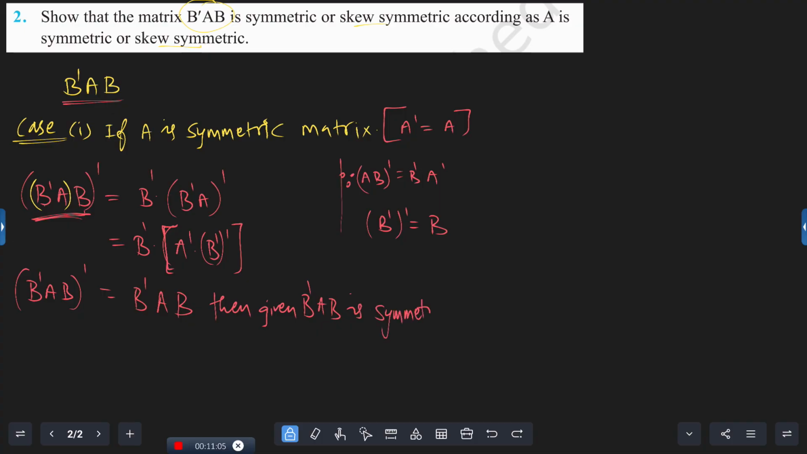In the same manner, suppose A is skew symmetric, what will happen? That we will see.